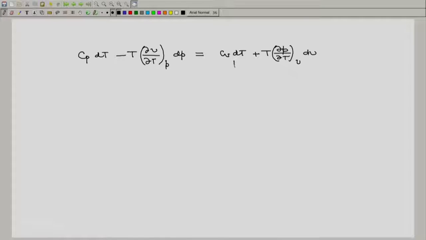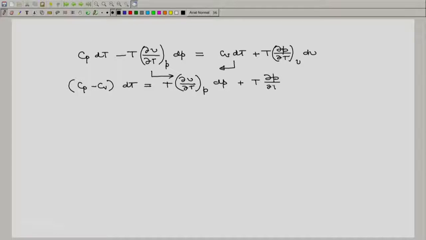Now, let us transpose this term to the left hand side and this term to the right hand side. So, that terms containing dT are on the left hand side and those containing dP and dV are on the right hand side. Since dT is common on the left hand side now, we can write Cp minus Cv into dT equal to T partial of V with respect to T at constant P dP plus T partial of P with respect to T at constant V dV.